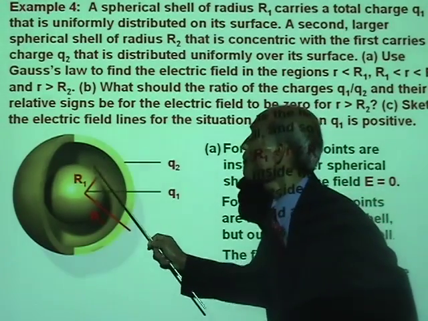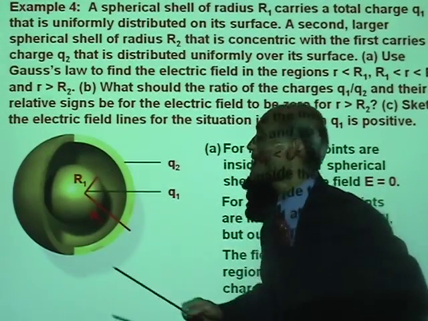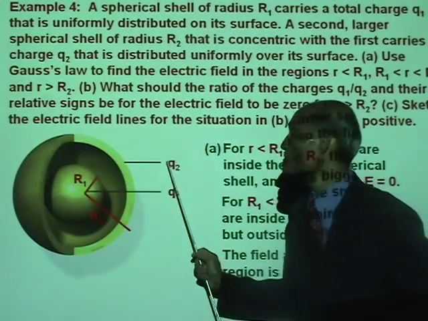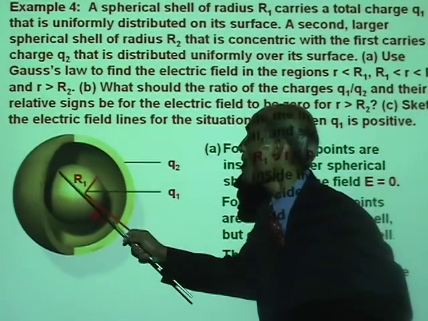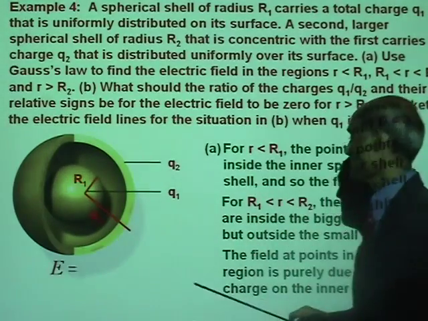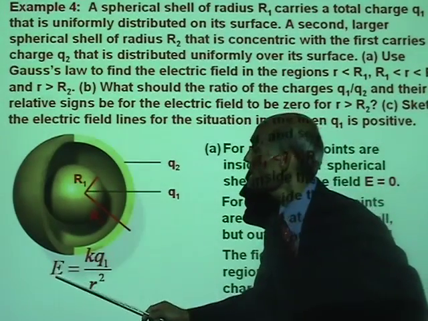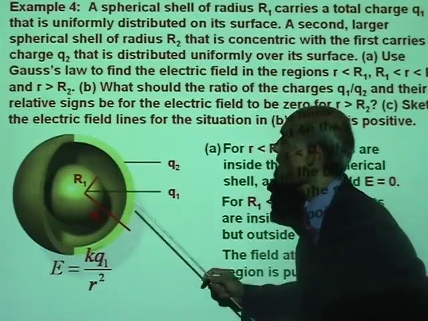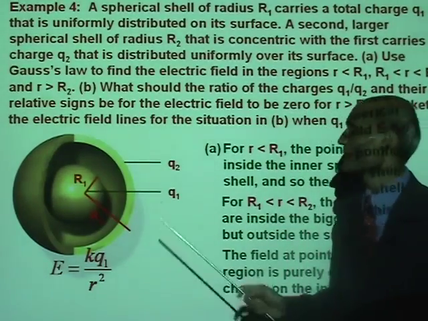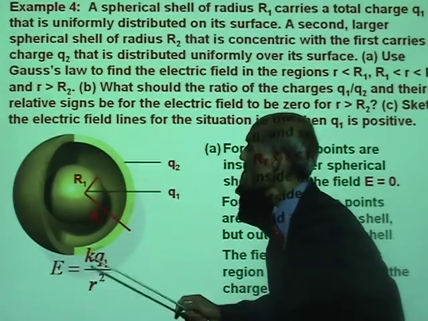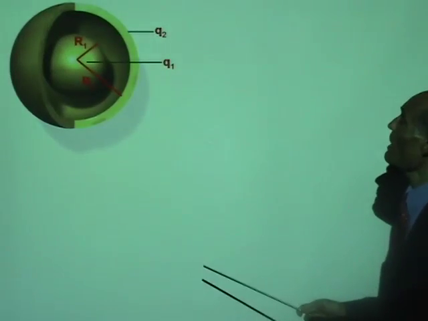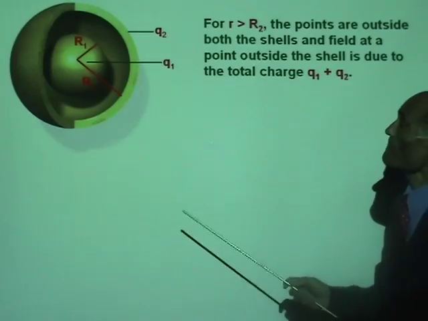There will be no field inside of the outer shell. So Q2 does not contribute to the electric field at this point. Only Q1 contributes, and that will be E equal to K Q1 over R squared. So the field at a point here will be E equal to K Q1 over R squared.